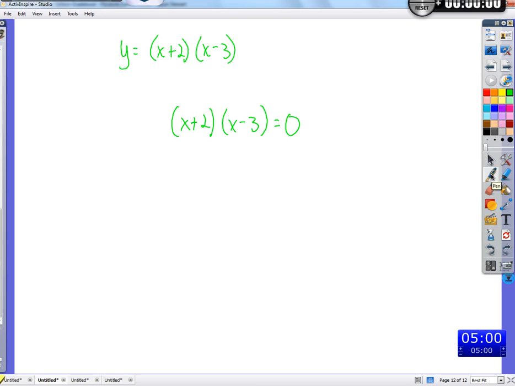Negative 2.5. Negative 2.5 plus two times negative 2.5 minus three. Negative 2.5 plus 2 is negative 0.5. Negative 0.5 times negative 2.5 minus 3, which is negative 5.5. Is that going to be 0? No.